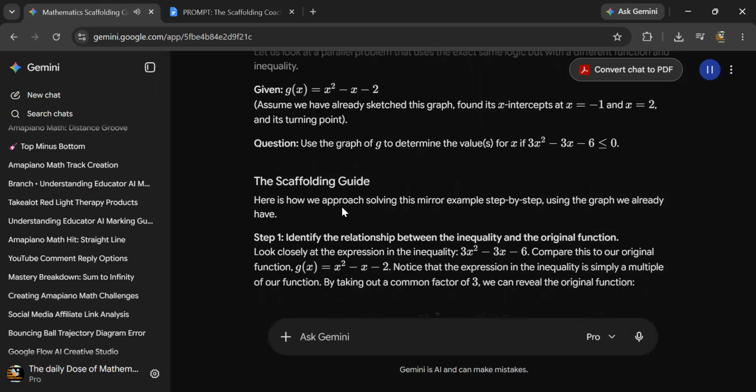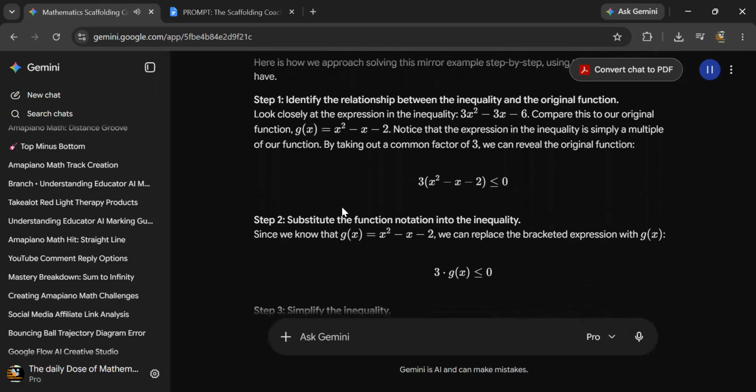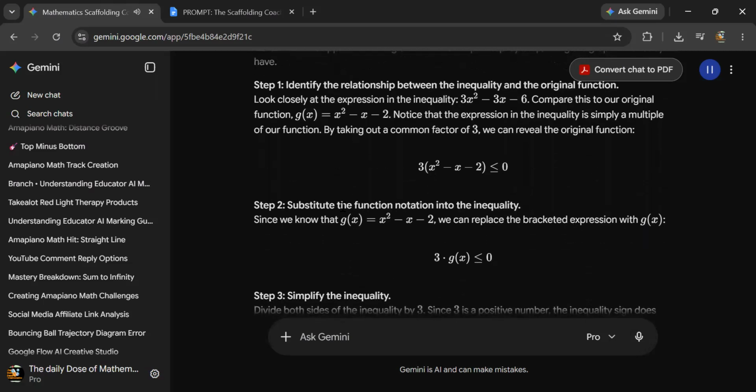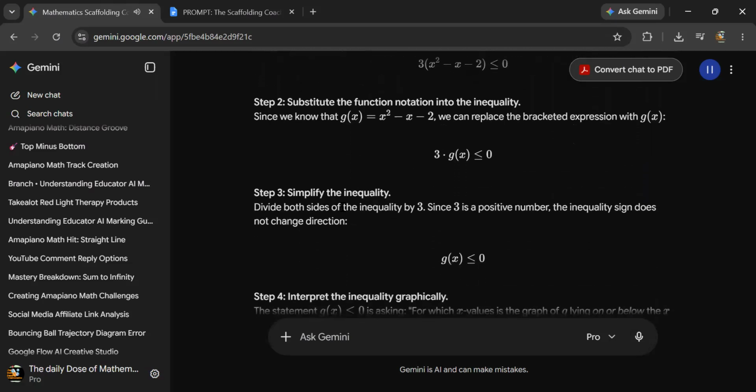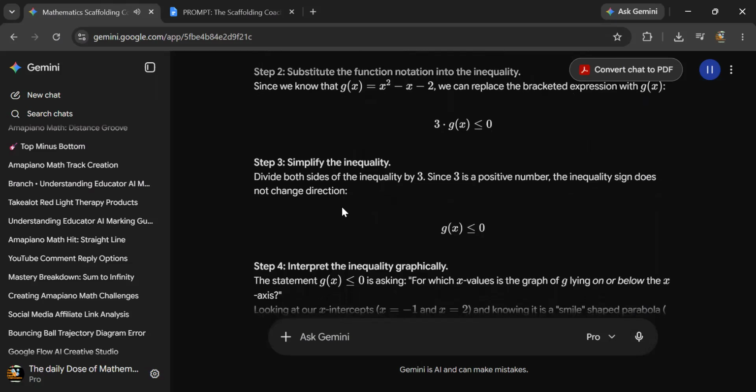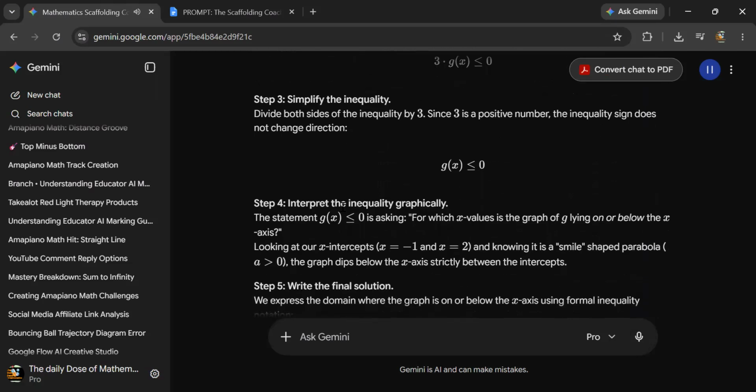The scaffolding guide. Here is how we approach solving this mirror example step by step, using the graph we already have. Step 1. Identify the relationship between the inequality and the original function. Look closely at the expression in the inequality, 3x² - 3x - 6. Compare this to our original function, g(x) = x² - x - 2. Notice that the expression in the inequality is simply a multiple of our function. By taking out a common factor of 3, we can reveal the original function. Step 2. Substitute the function notation into the inequality. Since we know that g(x) = x² - x - 2, we can replace the bracketed expression with g(x). Step 3. Simplify the inequality. Divide both sides of the inequality by 3. Since 3 is a positive number, the inequality sign does not change direction.